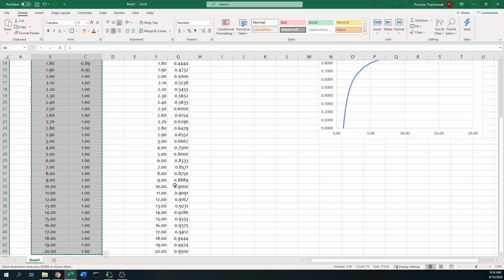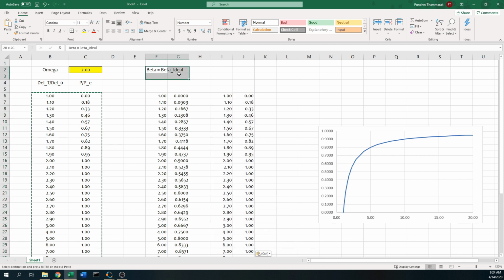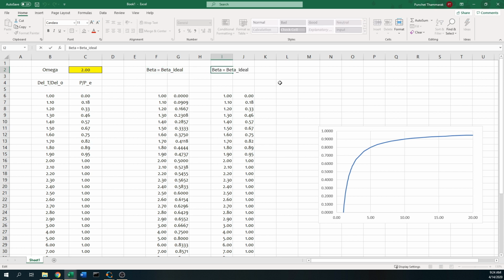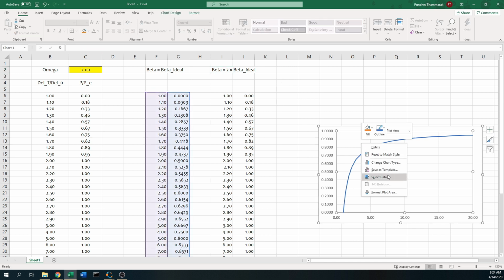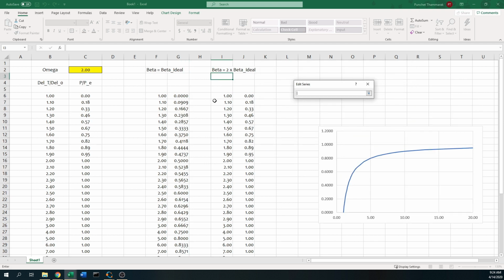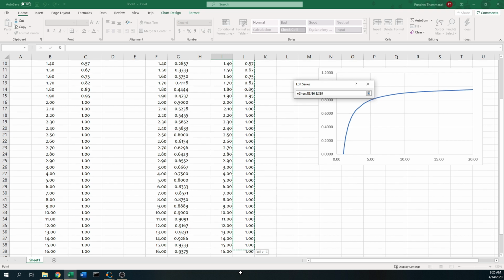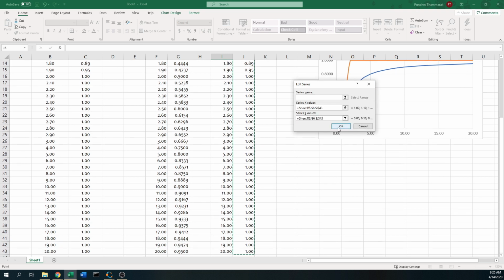I will copy this and just put this alongside. I get the values and numbers, okay, formatting, and the beta here equals 2 times beta ideal. I come down here, I select the data, I add the data, then the X series is the delta value, and the Y axis is this one, and there it is.